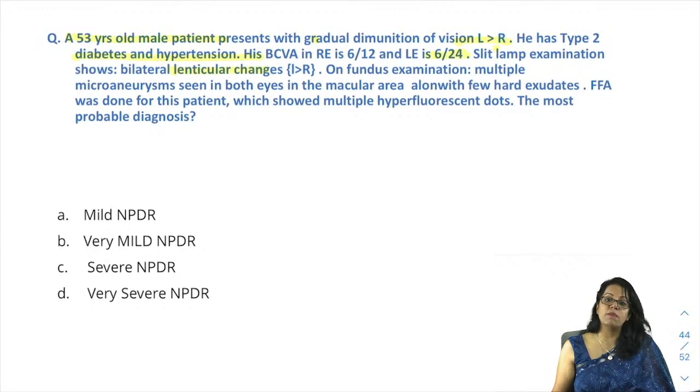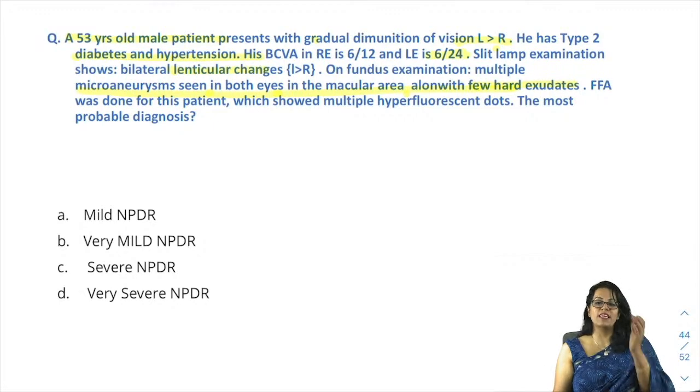On examination, pay attention. There are multiple microaneurysms seen in both eyes in the macular area, but along with that, hard exudates are also there. So you have to be very, very thorough about the ETDRS classification of diabetic retinopathy. Again, I would like to refer to my earlier sessions. Just go through what we have discussed in detail.